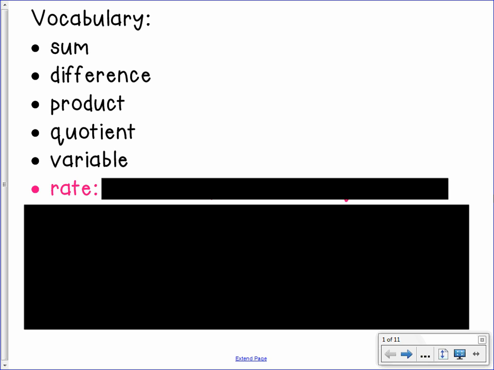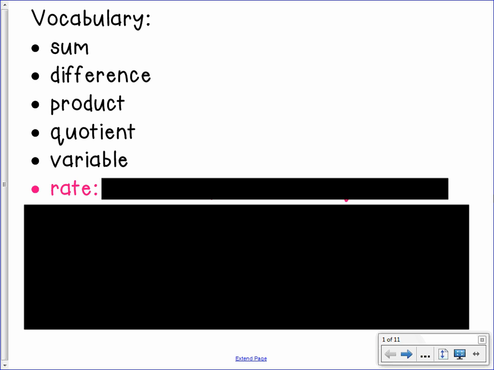And how about product? If it asks for, what's the product of this and this, you know you're going to what, Madison? Multiply. And kind of a newish word, but not really because you've seen it before. Variable. What's a variable? Patrick, what's a variable? Yep. Exactly. So that's kind of the thing that's changing in your number sentence.